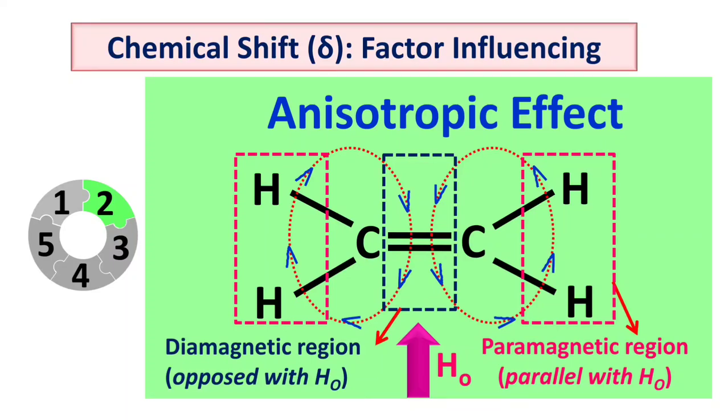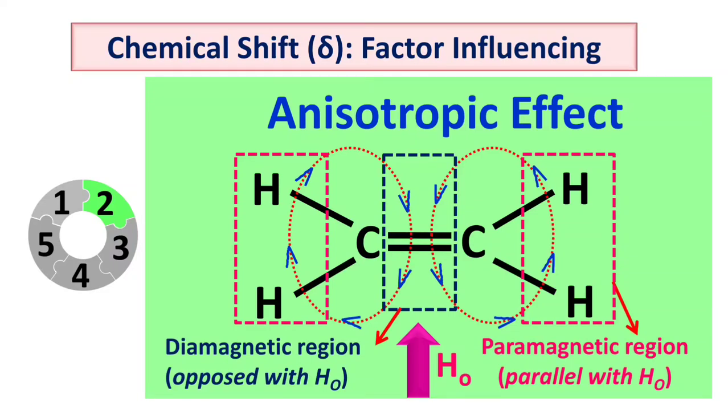So that means within the same molecule which has pi electron density, once we place it in an external magnetic field, it develops two different regions: the diamagnetic region, in which the direction is opposed to H0, and the second region, called the paramagnetic region. And remember always that if the hydrogens are present in the paramagnetic region, they will always have a higher value of delta, and if the hydrogens are present in the diamagnetic region, they will always have a lower value of delta.